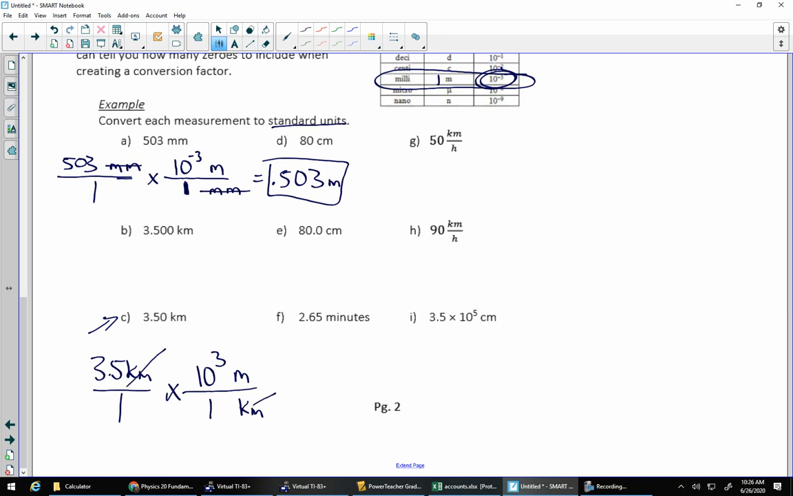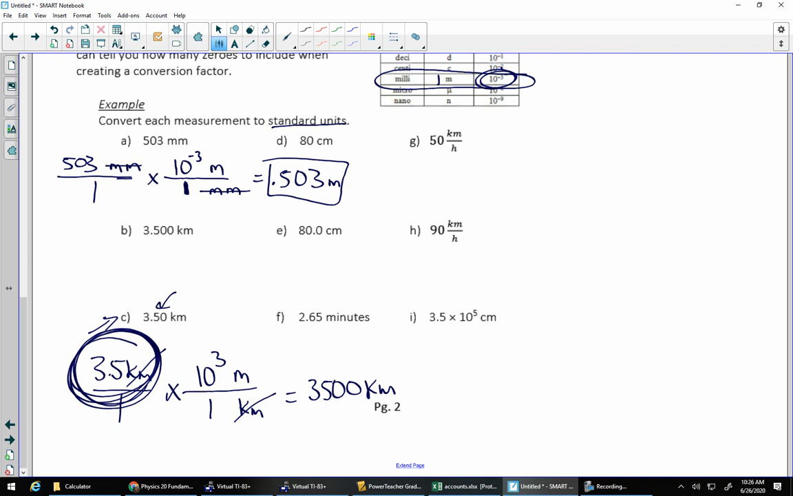We see kilometers canceling with kilometers. I do the same thing. I plug that into my calculator. So this is going to be 3,500 kilometers when we plug it into our calculator. Sig figs are a bit of an issue here. I took a bit of a shortcut here. Lots of people right there would be like, oh, it's 2 sig figs.